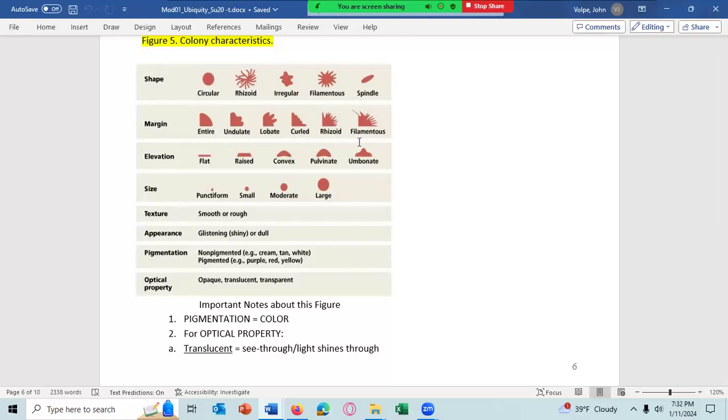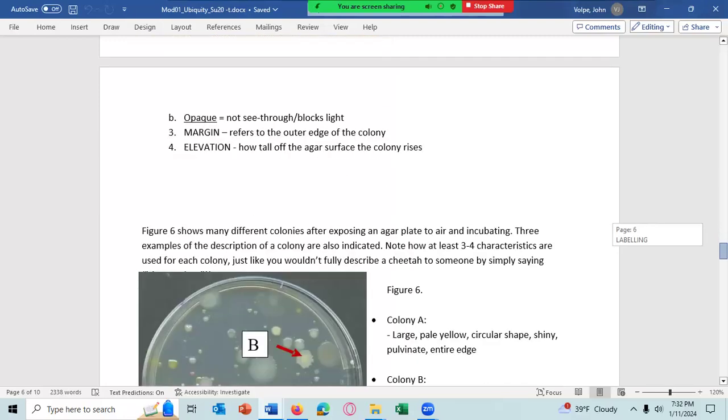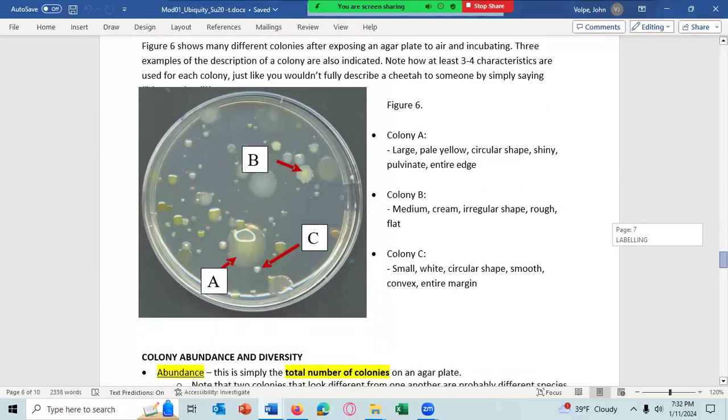All right, colonies also have an elevation. You can have a flat colony, a raised colony, a convex colony, a pulvinate colony, or an umbonate colony. An umbonate colony looks sort of like a mountain. To see the elevation, you should take off the lid of the plate and then look at the colony from its side. And then you can see the elevation. When you're looking at the colony from its top, you cannot tell the elevation.